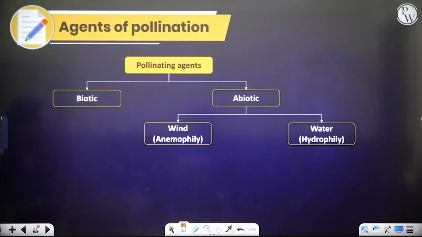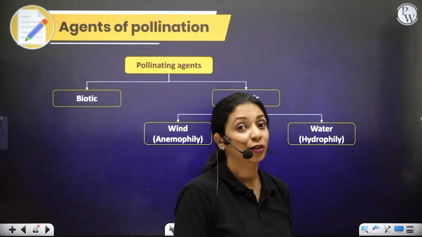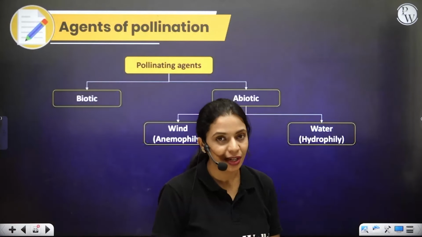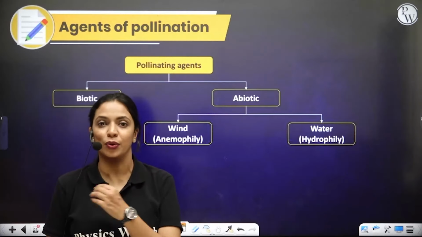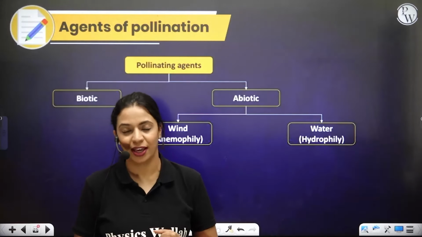Now, pollen grains cannot themselves walk or move around because they do not have locomotory structures. So, pollen grains will have to be transported from the anther to the stigma. This can be done by means of biotic agents or abiotic agents.